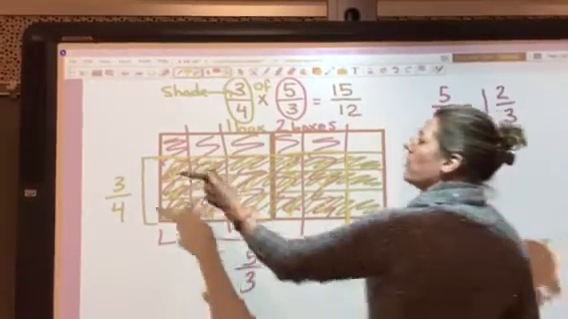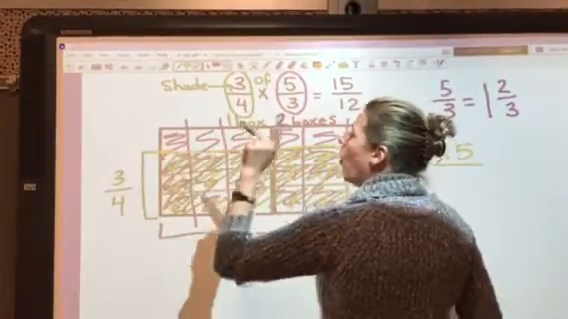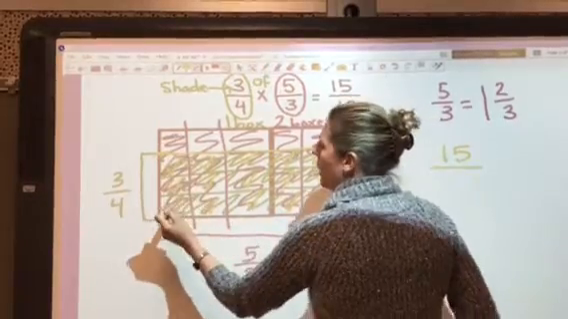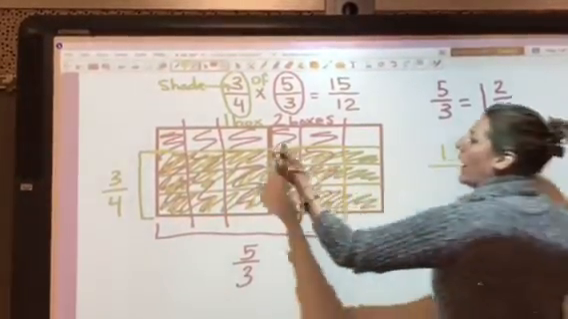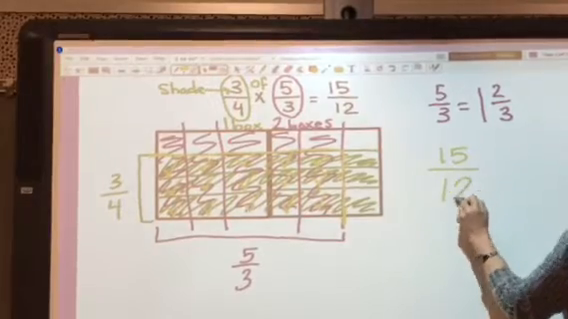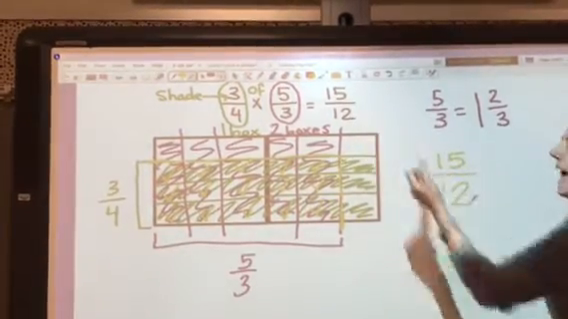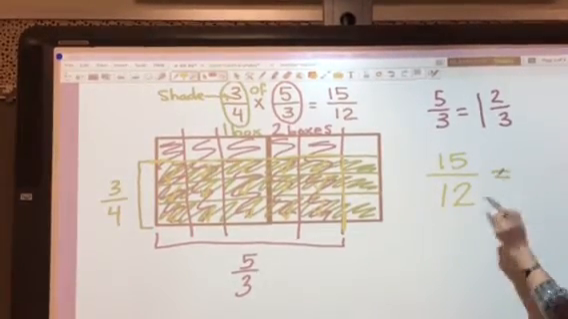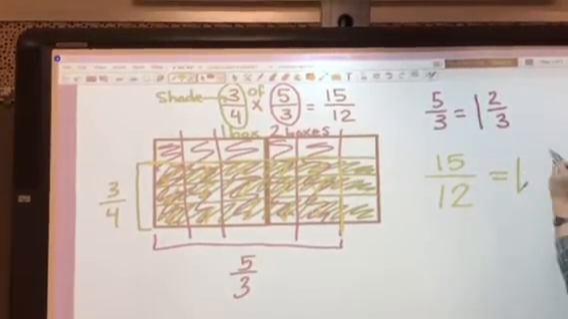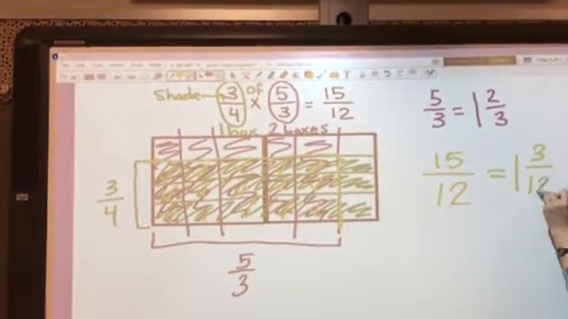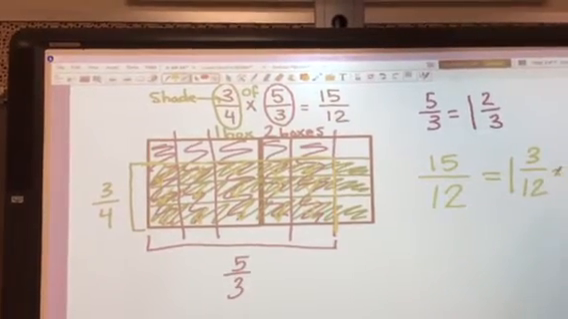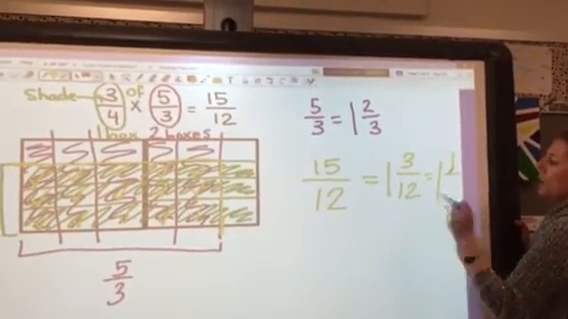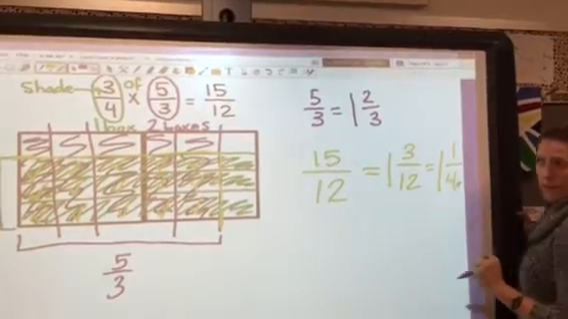My 12 comes from how many are in one whole. 1, 2, 3 times 1, 2, 3, 4. Children knowing how to do arrays, 3 times 4 is 12, or they could count it out. You get the exact same answer. If they're asked to simplify, then they would take it further and say 12 goes into 15 one whole time with 3 out of 12. And if it actually says simplify, they would have to simplify that further. 3 goes into 3 one time, 3 goes into 12 4 times.